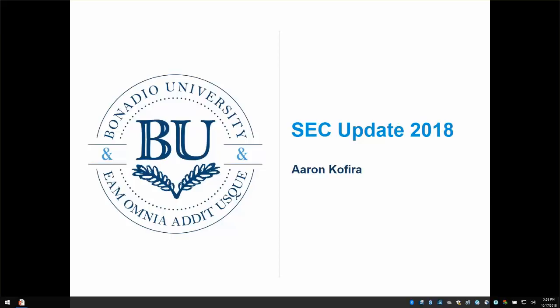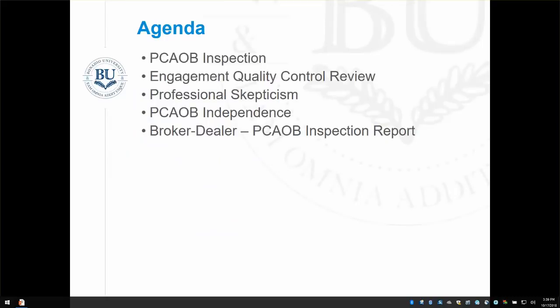With that in mind, let's take a look at our agenda and the items that we're going to be covering together. The first one will be our PCAOB inspection. As many of you are aware, we experienced a PCAOB inspection in the month of August, and we'll go through the preliminary results of that inspection, as well as where we stand in the overall process and the future procedures that we're going to be doing as a result of that inspection.